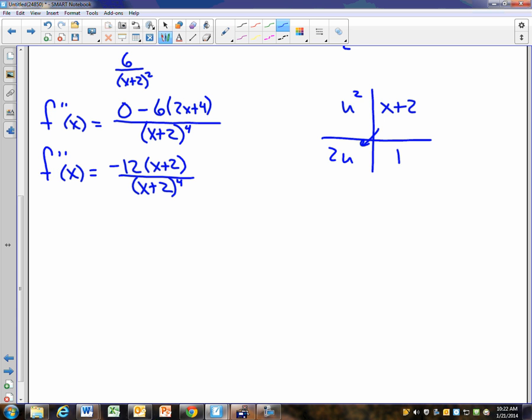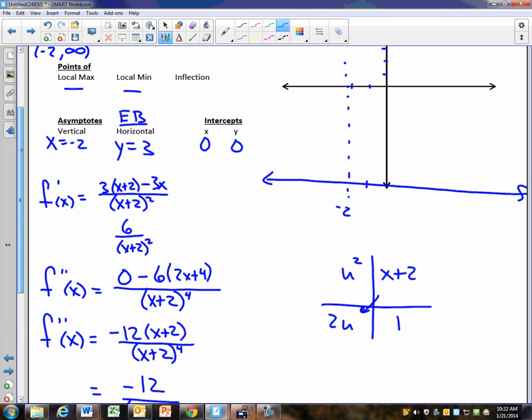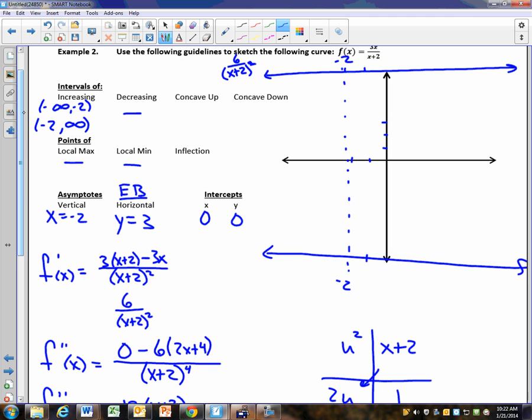Why did I take out that extra 2 to make negative 12? Because then one of the x plus 2's will cancel. My second derivative is ultimately negative 12 over x plus 2 to the 3rd. So that is the simplified second derivative. I'm going to put that on my number line because that's where I like to keep my stuff. Negative 12 over x plus 2 to the 3rd power.